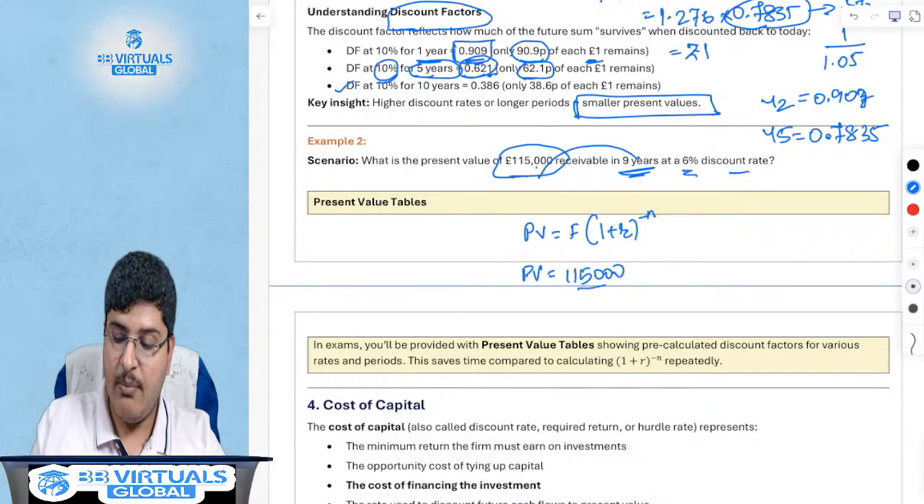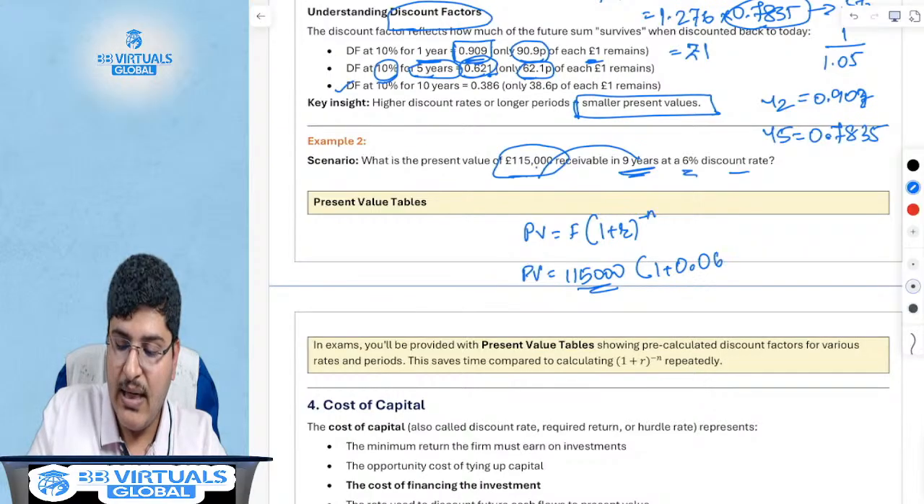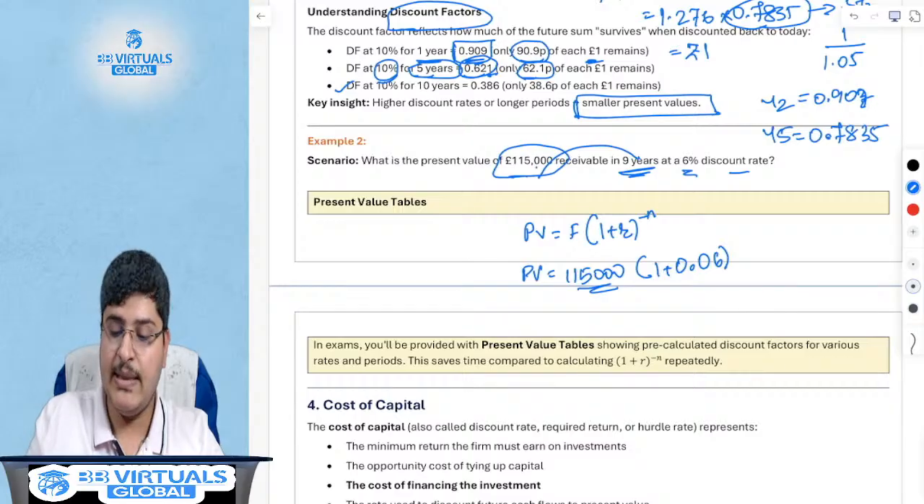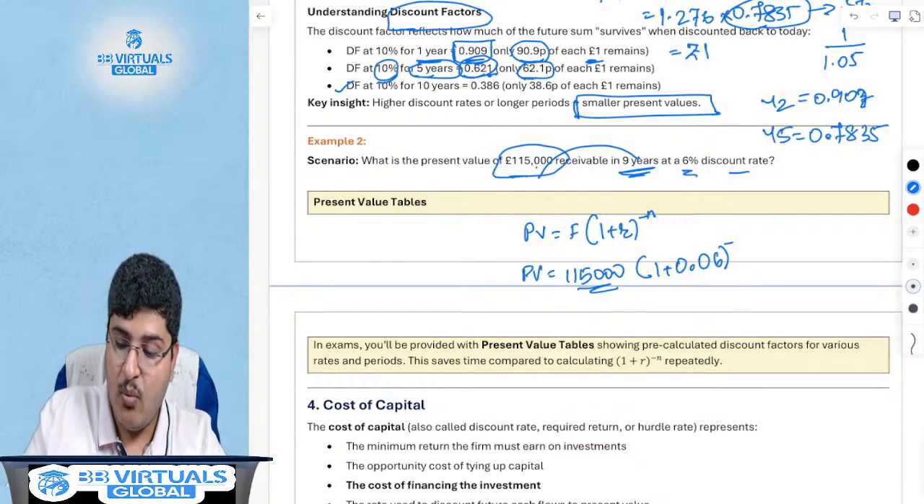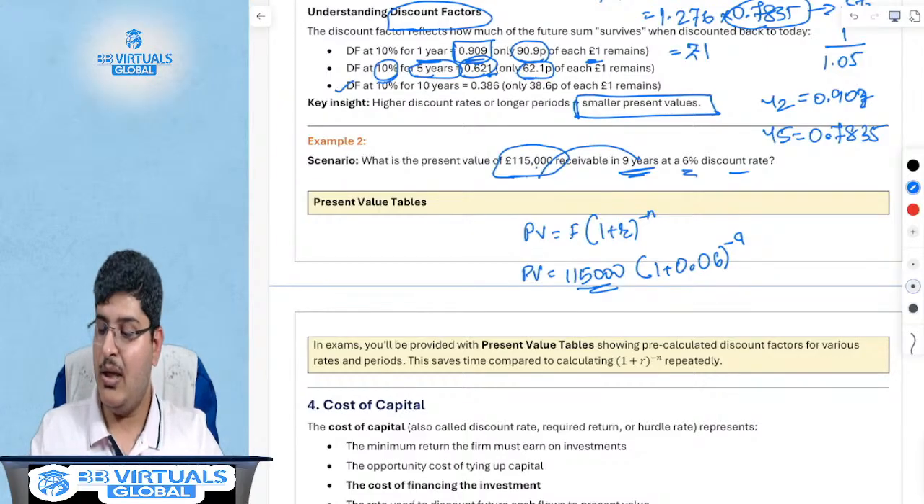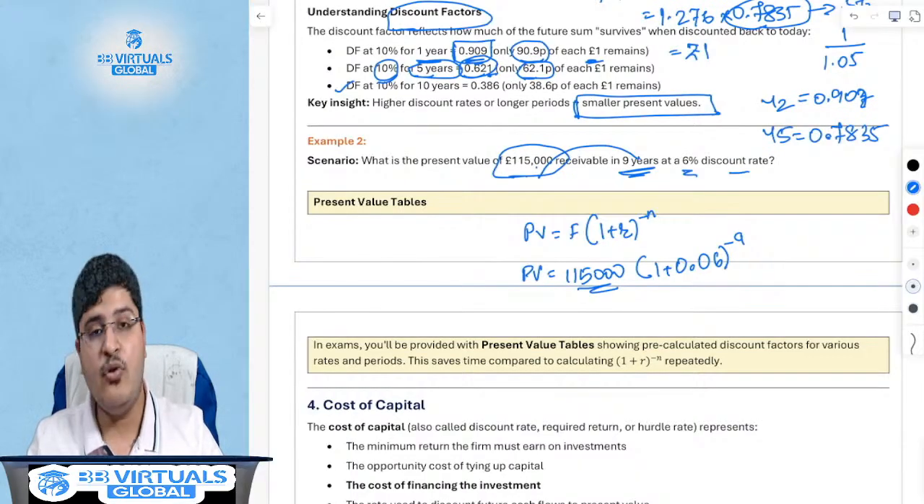If you use that math, then it is 1,15,000, the future value, into 1 plus. What is the rate? It is 6%, which is why I'm writing 0.06. 6 divided by 100 is 0.06, raised to minus n. What is n? It is 9. How do you do this mathematically? You will use your calculator. Pick up your calculator. Just say 1 divided by 1.06 equal to, the first year answer is 0.9433.